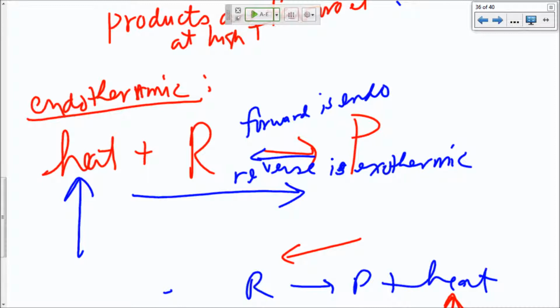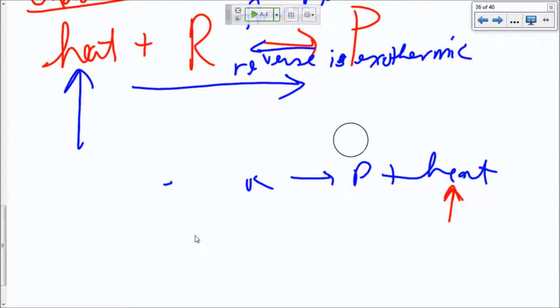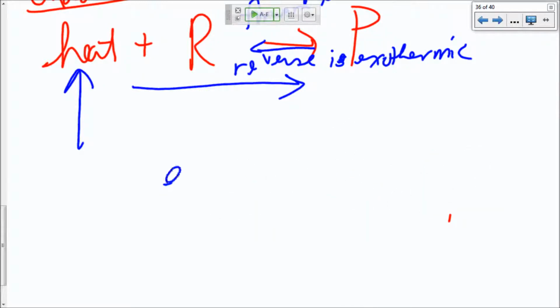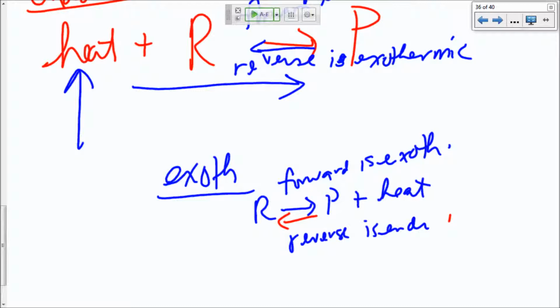So if you have an endothermic reaction, the forward reaction is endothermic. That's favored by high temperature. Whereas if you have an exothermic reaction, reactant gives you products plus heat, then the reverse reaction is endothermic. So we say the forward is exothermic, then the reverse is endothermic. Okay? So heating favors the endothermic direction.